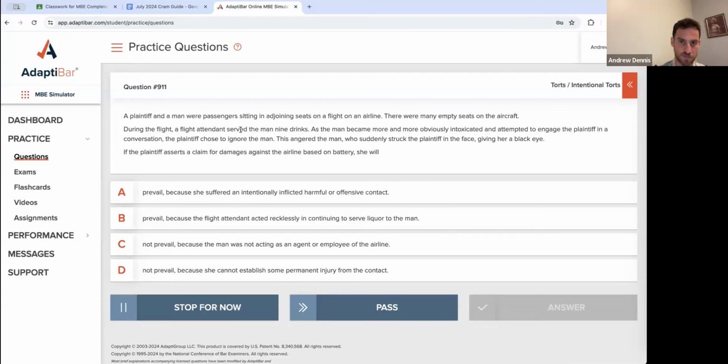If the plaintiff asserts a claim for damages against the airline based on battery, she will prevail because she suffered... So it's the plaintiff versus the airline. But actually, who did it? The man, he struck her. So going against the airline is a little bit excessive here, I think. A: prevail because she suffered intentionally inflicted harmful or offensive contact. B: prevail because the flight attendant acted recklessly in continuing to serve liquor to the man. C: not prevail because the man was not acting as an agent or employee of the airline. D: not prevail because she cannot establish some permanent injury from the contact.